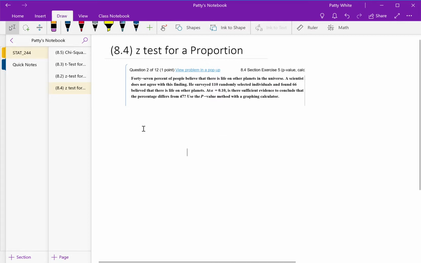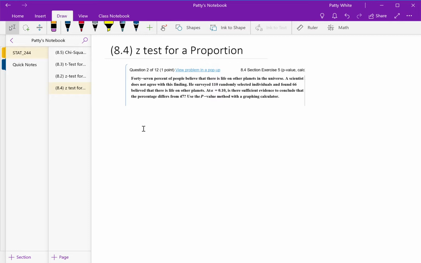So 47% of people believe that there is life on another planet in the universe. A scientist does not agree with this finding. He surveyed 110 randomly selected individuals and found 66 believe there is life on other planets. We're going to use an alpha level of 0.10.